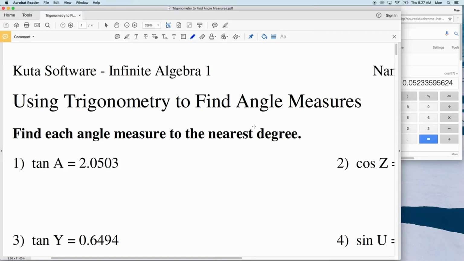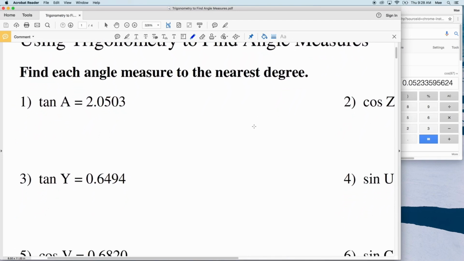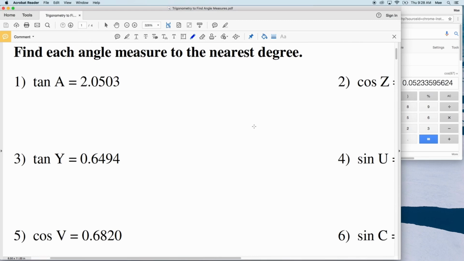In this video, we're going to start the Kuta Software free worksheet under Infinite Algebra 1, using trigonometry to find angle measures. Our directions for numbers 1 through 6 are to find each angle measure to the nearest degree.